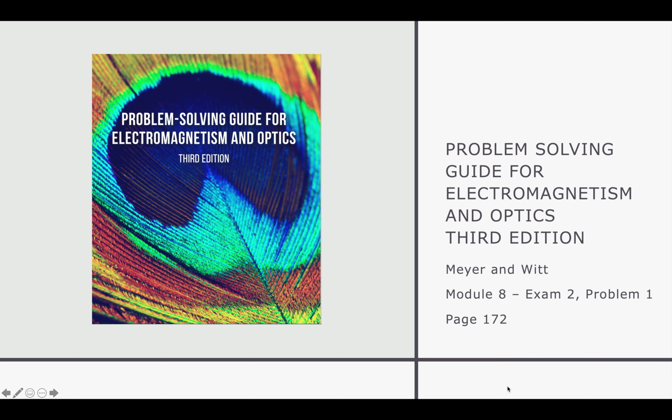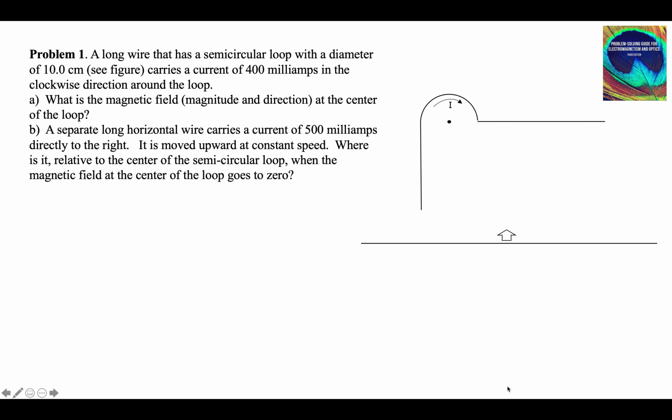This is a walkthrough of Problem 1 on Exam 2 of Module 8 in the book Problem Solving Guide for Electromagnetism and Optics. Problem 1. A long wire with a semicircular loop of diameter 10 centimeters carries a current of 400 milliamps in the clockwise direction around the loop. So it's upward, around the loop, and then off to the right. What is the magnetic field at the center of the loop?